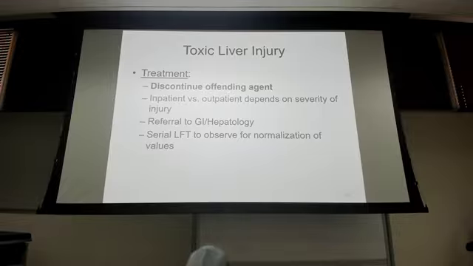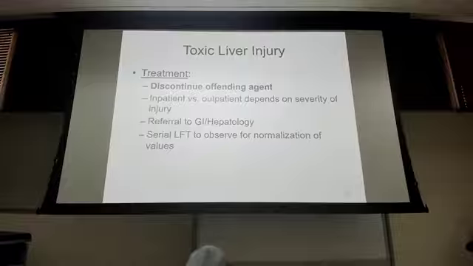Treatment, well, if it's drug caused, stop the drug, right? If you're getting toxic liver injury from one of those medications that I mentioned about 5 slides ago, a long list, 8 to 10 things, if one of those is on board and we suspect that that's the culprit of the etiology of our toxic liver injury, then we need to stop that medication.